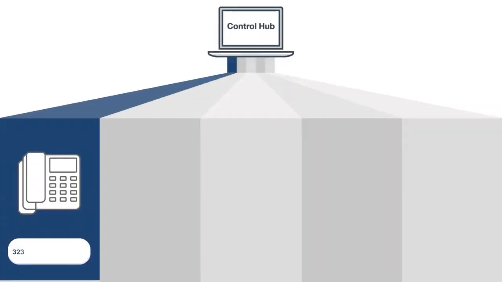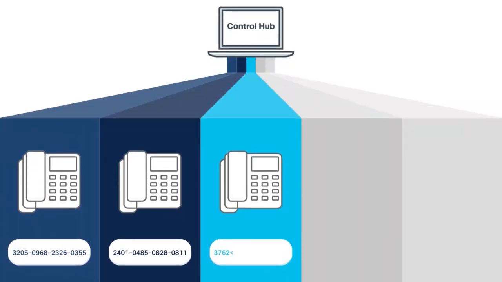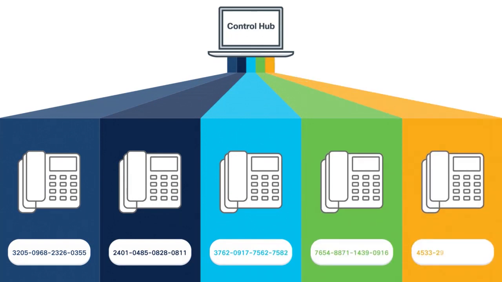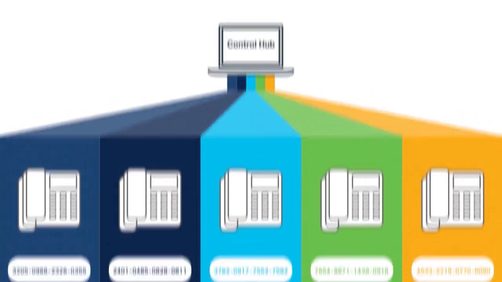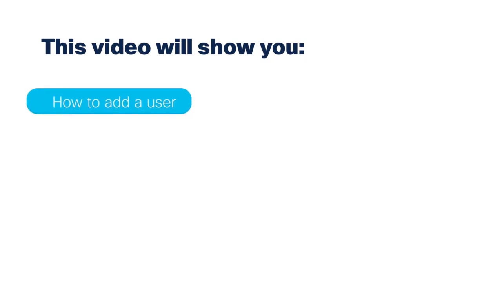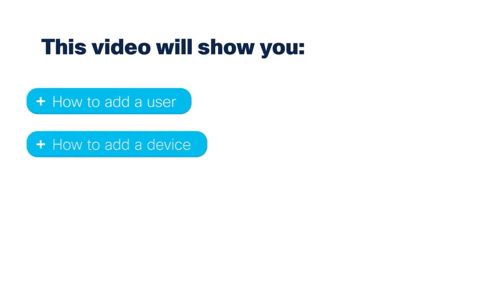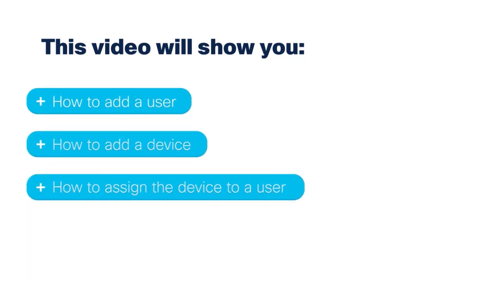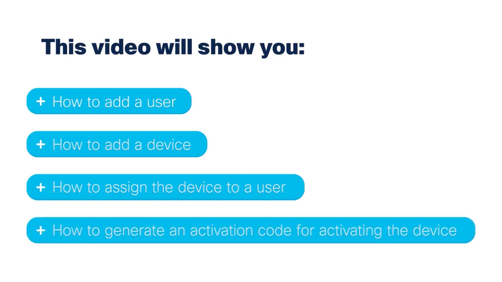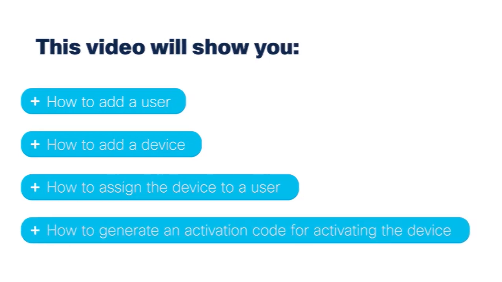As an administrator, you can easily add and assign your employees a Cisco MPP phone via an activation code using Control Hub. This video will show you how to add a user, how to add a device, how to assign the device to a user, and how to generate an activation code for activating the device.